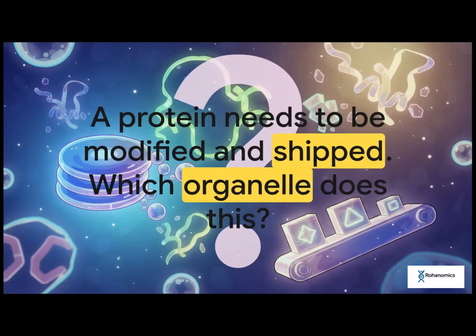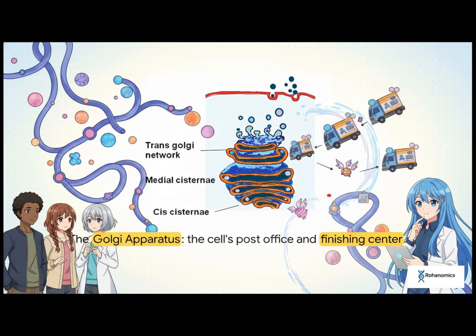Okay, pop quiz time. Our protein is built, but it's not quite finished. It needs a few tweaks and has to be packaged up for shipping. So, which department in our factory is going to handle that? Think about it. You got it. It's the Golgi apparatus, sometimes called the Golgi complex.